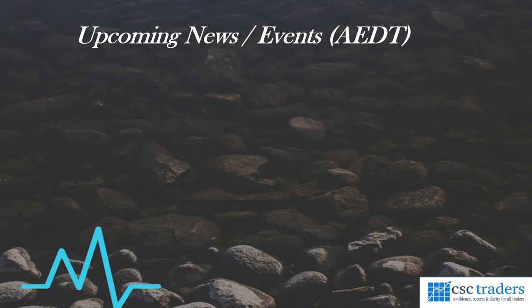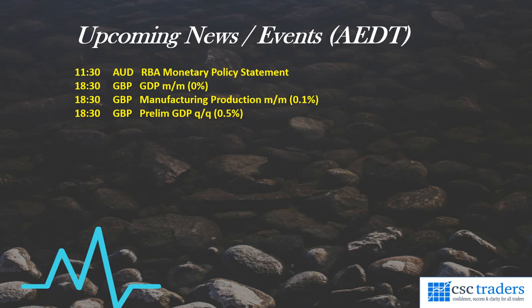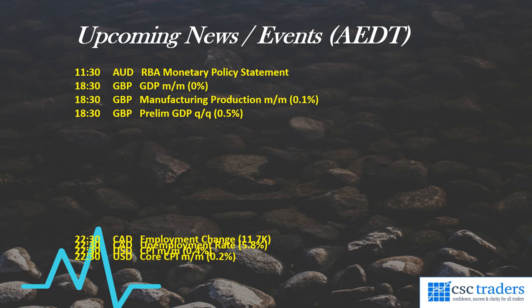Alright, what's happening in the final session of the week? There's a lot of things happening today. At 11:30 we have the monetary policy statement locally for Australia. At 6:30 this evening from the UK we have manufacturing production, the preliminary GDP numbers and the monthly GDP as well, all due out at 6:30.